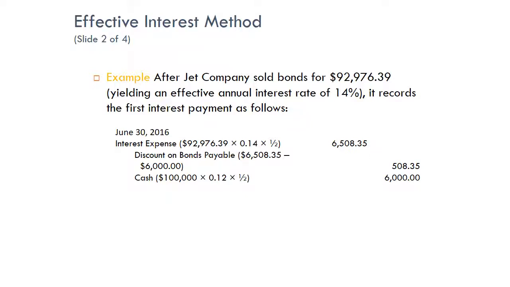Let's take a look here. After Jet Company sold bonds for $976.39, it had a market rate of 14%, and that's the rate you'll use to compute and create this table. It records the first interest payment as follows. Debit interest expense for the carrying value or book value of the bonds times the effective interest rate times 1/2, because it's twice a year. Credit cash for the amount promised to pay. Remember, they're paying on face value at 12%. That's right on the bond certificate. And then multiply that by 1/2. And the difference then is credited to the discount on bonds payable account.